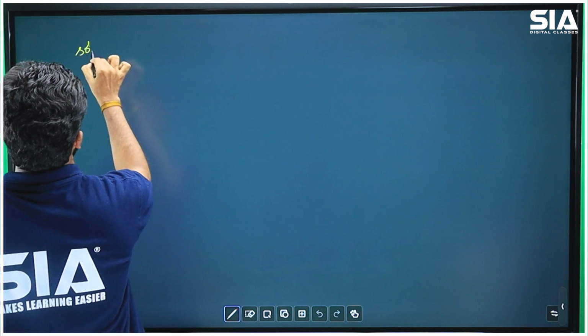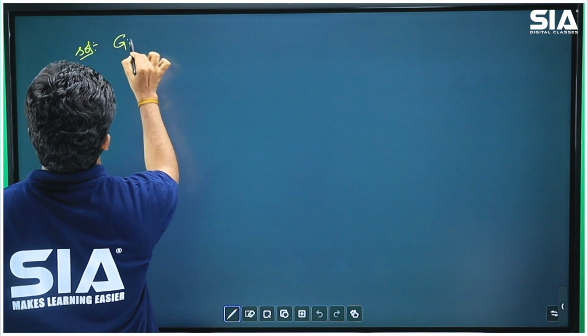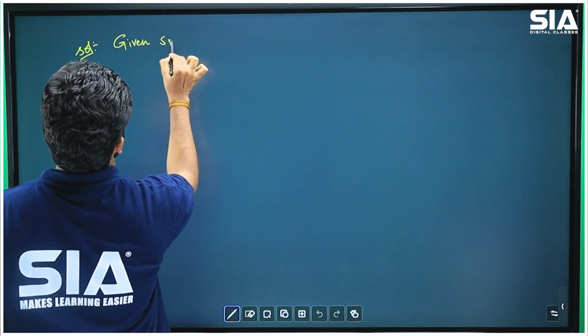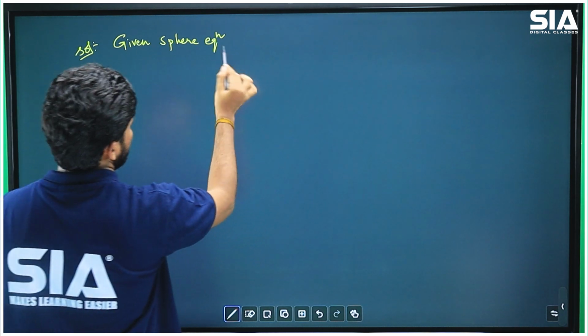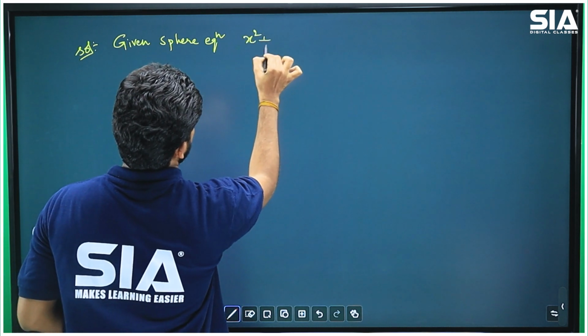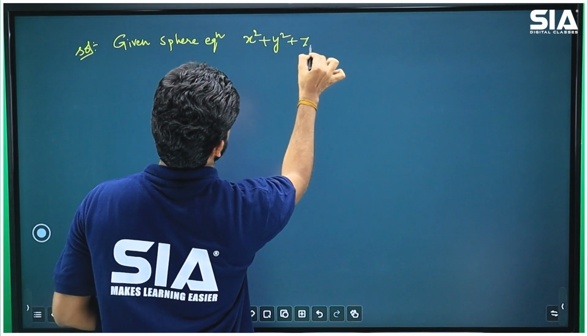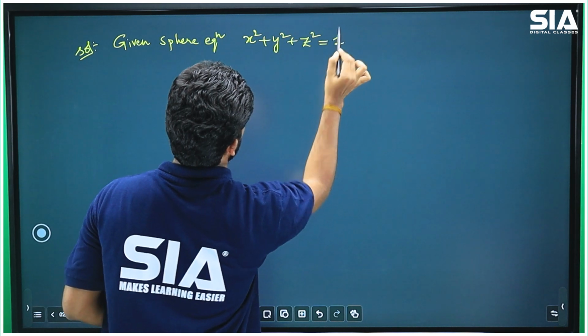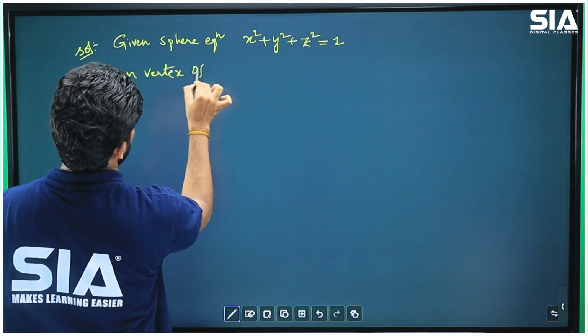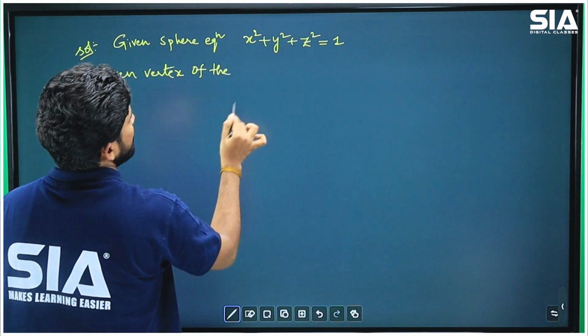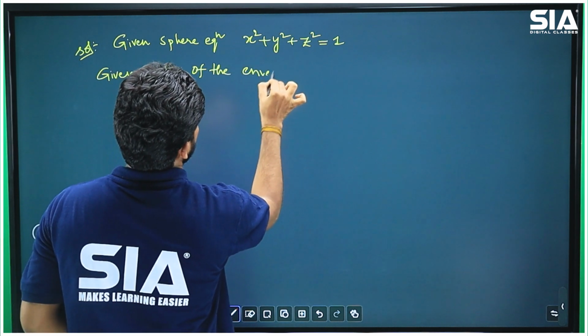First of all, I am writing the given sphere equation. Given sphere equation, that is our quadric, x square plus y square plus z square is equal to 1. And the given vertex of the enveloping cone.